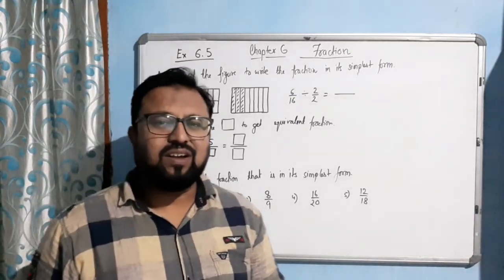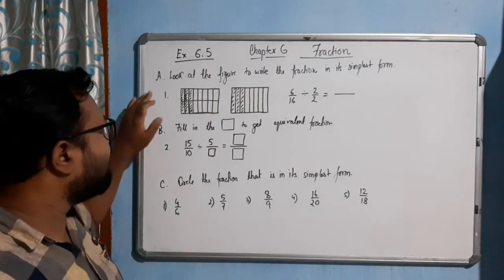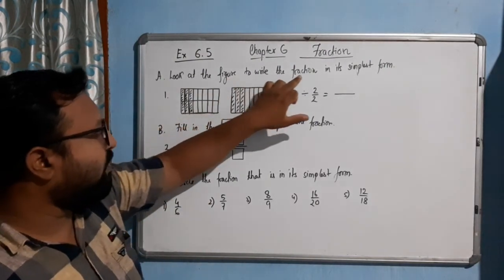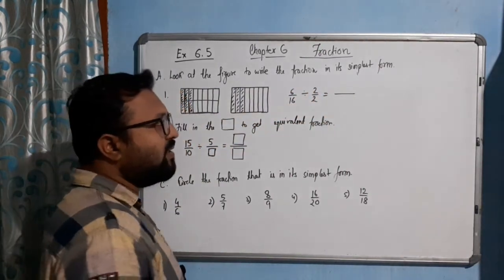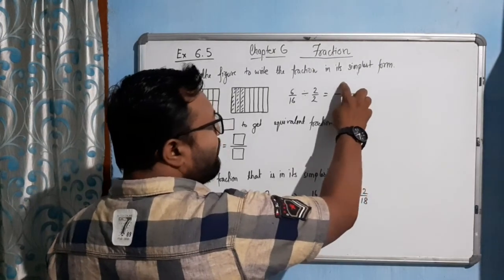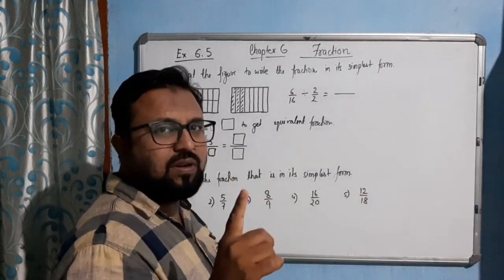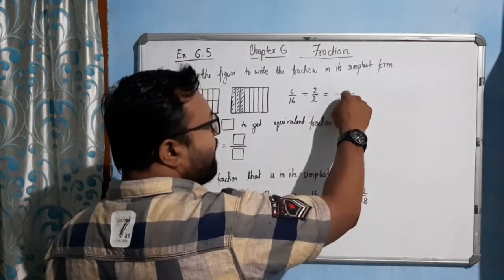Hello students, now come to the next exercise 6.5. The first question here: look at the figure to write the fraction in its simplest form. Simplest form means the numerator and denominator have only a single common factor, that will be 1. Means we can't divide this any further.